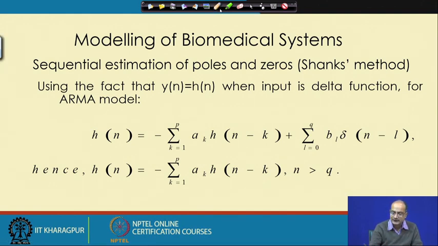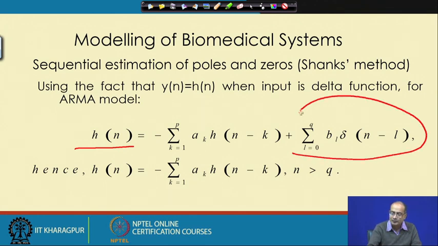For the first few values, n equal to 0 to q, this equation will hold, and when n becomes more than q, this part will not be present, all of them would be 0. So, we can drop this part and it becomes a simple equation like this.